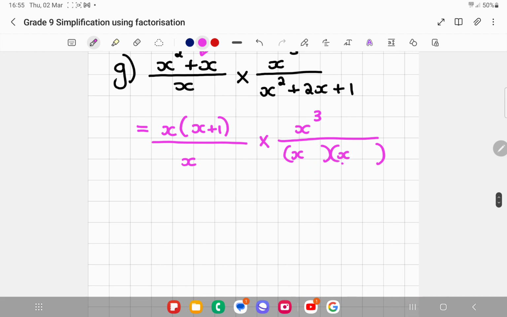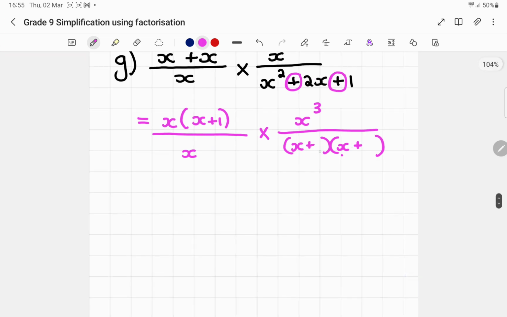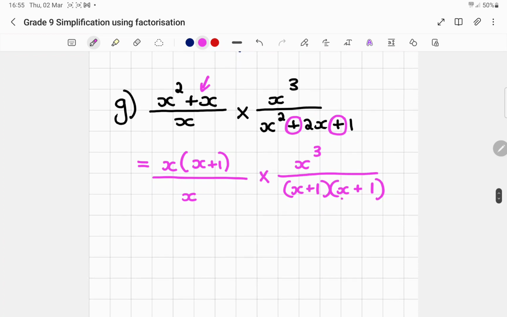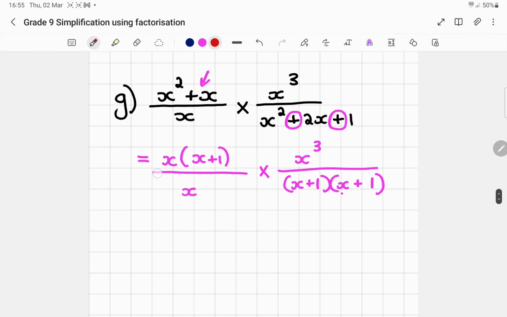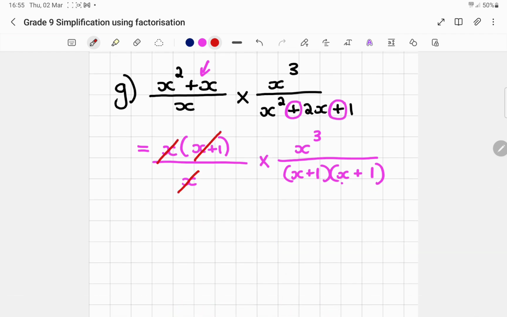Oopsie, the x goes in and splits. They're the same. They're both positive. And 1 times 1 gives you 1. And if you add 1 and 1, gives you 2. Okay, so now we're going to cancel where we can. Aha, these two x's can cancel out nicely. We can cross cancel with x plus 1.